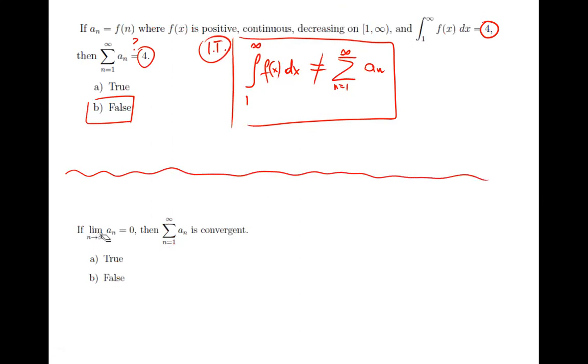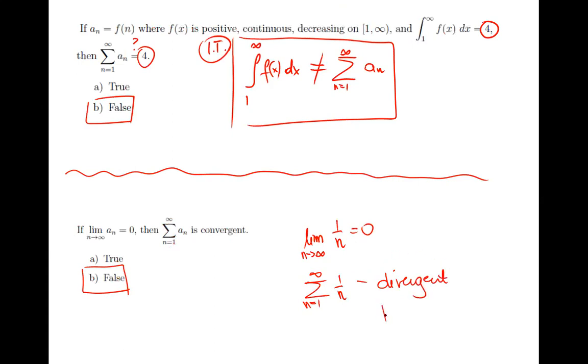What about this one? If the limit of the sequence a sub n at infinity is 0, then the infinite series is convergent. What do you think? Is this true? Of course it's not, because you can always think about this. Limit of 1 over n is 0. However, my infinite series 1 over n, which we even have a nice name for, the harmonic series, is actually divergent. Please remember, if the limit is 0, we know nothing about convergence. We may have convergent, but we may also have divergent. That's why this statement is definitely false.